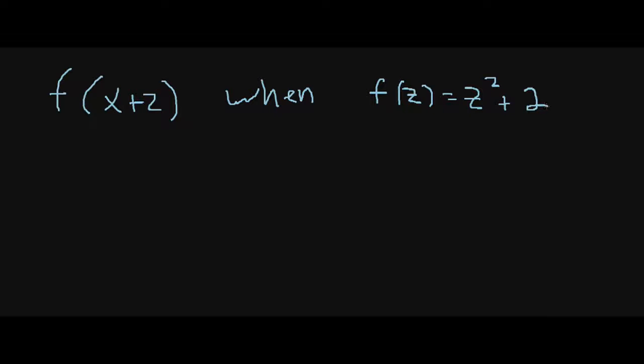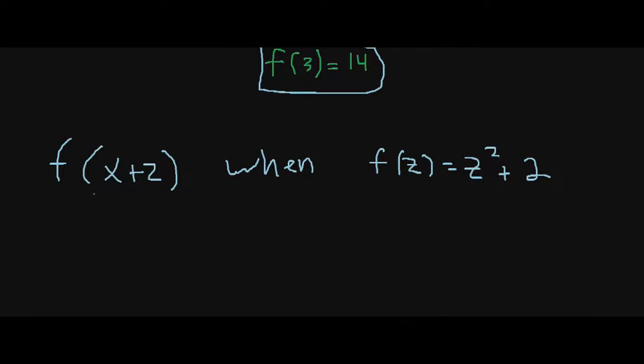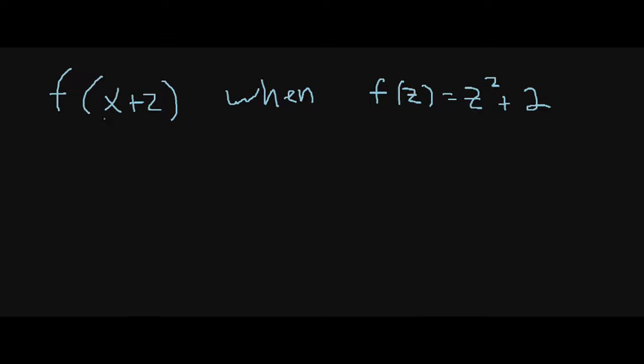plus 2. Now if you notice here, this looks a lot trickier because instead of before where we had a number, f of 3, now we have f of x plus 2. We have to keep in mind that this entire thing right here is still our input. That is where we're going to plug in to our function. So let's do f of x plus 2. Wherever we see, in this case, it's z. It's f of z equals z squared plus 2.